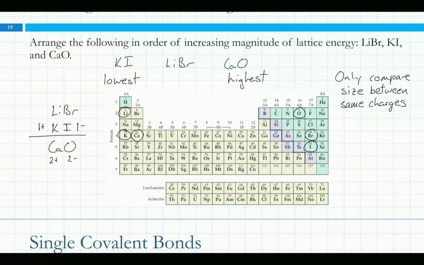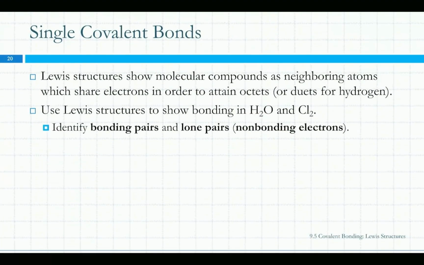Any other questions on that one? So why is potassium bigger? Is that because it has more electrons in it? Yeah, based on where it is relative to lithium on the periodic table. It's 2 rows down from lithium, so it's going to have 2 more shells of electrons, making it a lot larger.